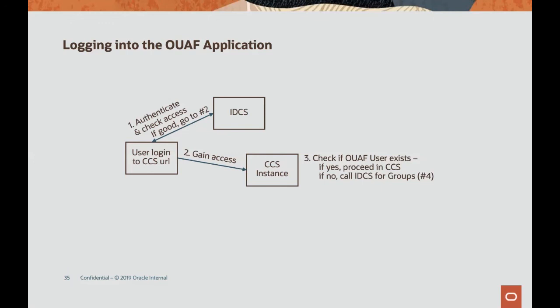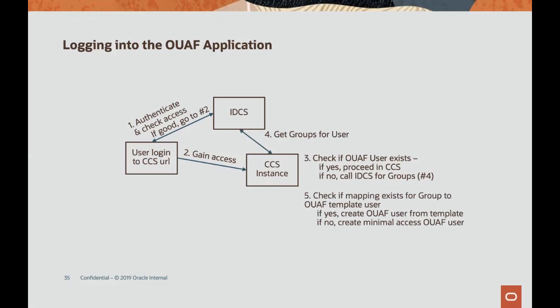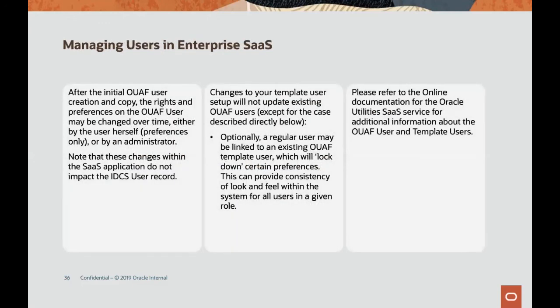If the user record does not exist in the application, i.e. it's their first login ever to that environment, then we call over and get the groups for that user. And then in step 5, we check to see if we have this master configuration mapping for the group to the template user. If we do, then we can create the OUAF user record from the template user. If we don't have a mapping for some reason, then we're going to give minimal access, which means that the user really can't do very much of anything, but they will get to the environment without rights to make any changes.